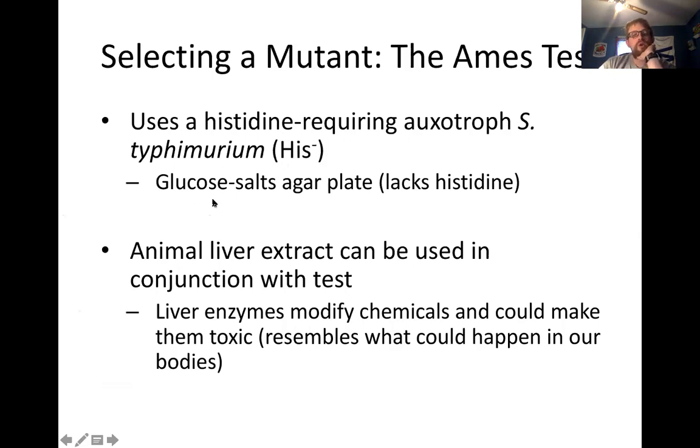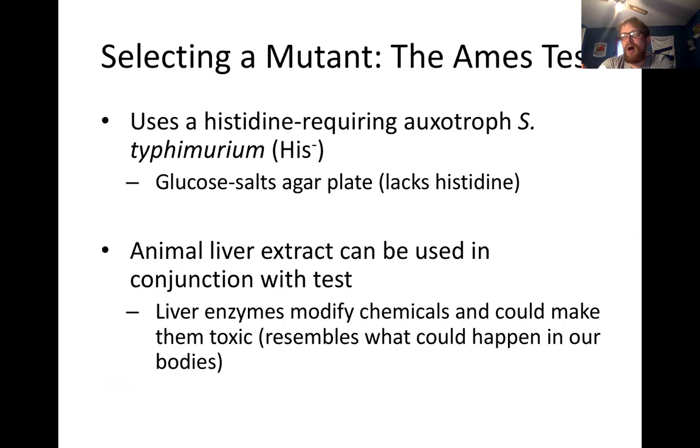And so what we do is we utilize these glucose salt agar plates, these minimal media plates that lack histidine. They're going to be an important part of this experiment. What we also can include in this experiment, and I'll show you on the next diagram where this occurs, is animal liver extract. One of the things that's cool about the liver is a lot of chemicals that are put into your body, including medications, will actually go through the liver.